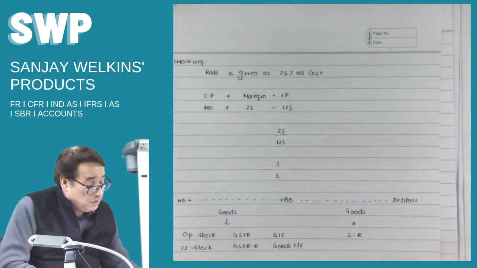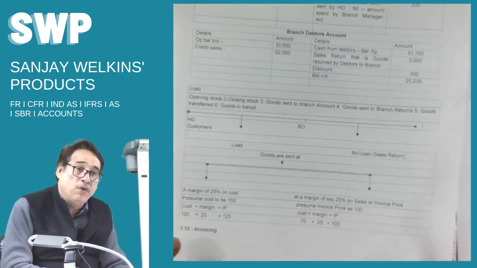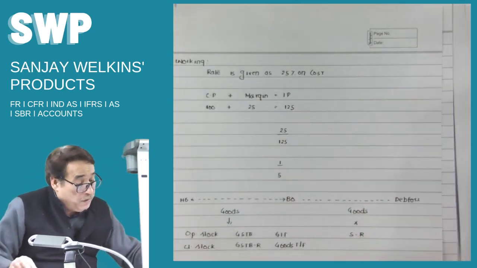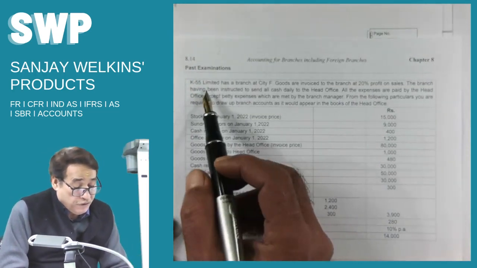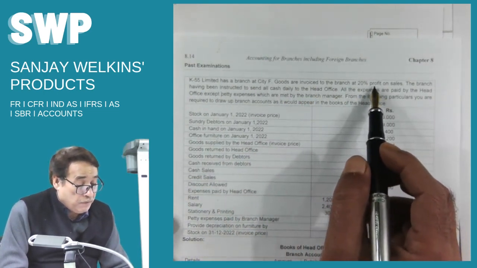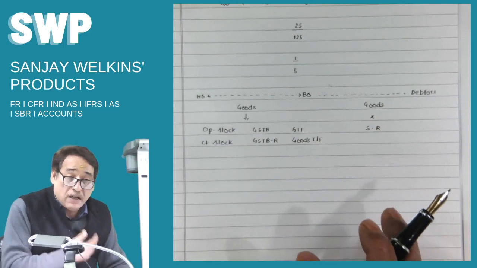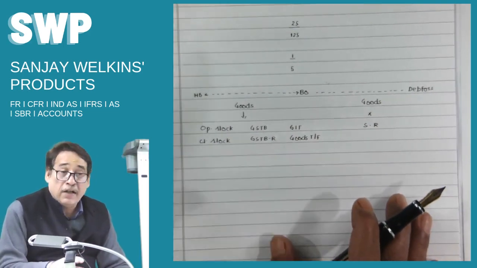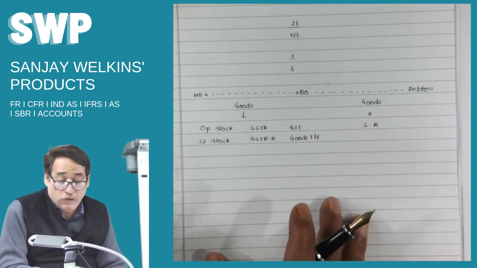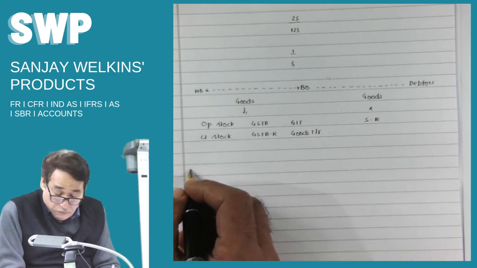Interesting? Very interesting, sir. Okay, if it is interesting, I am very sure you all are interested in doing one more question. 1.12, now we are picking up. Actually, the question starts from the next sheet. Here it is written, K55 Limited has a branch at City F, and goods are invoiced to the branch at 20% profit on sales. Suppose if I ask you, in this case, it is written goods are sent, isn't it? Goods are invoiced means goods are sent to the branch at an invoice price of 20% profit on sales. So how will you find the rate? Question number 1.12.